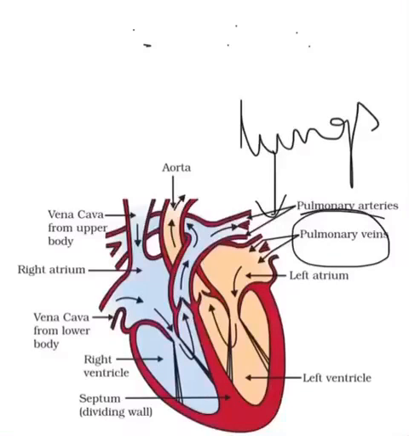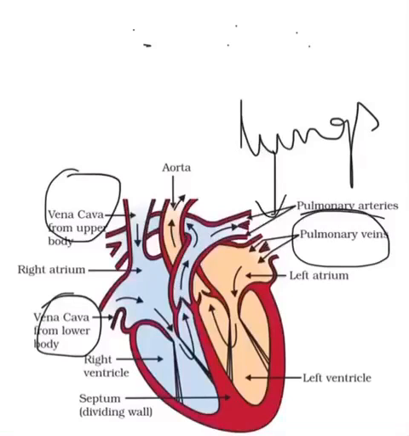And on the right side of the heart, you can see that the vena cava veins are bringing the blood from the upper parts of the body as well as from lower parts of the body to the right atrium. And because this blood is coming from the body, it is deoxygenated blood.